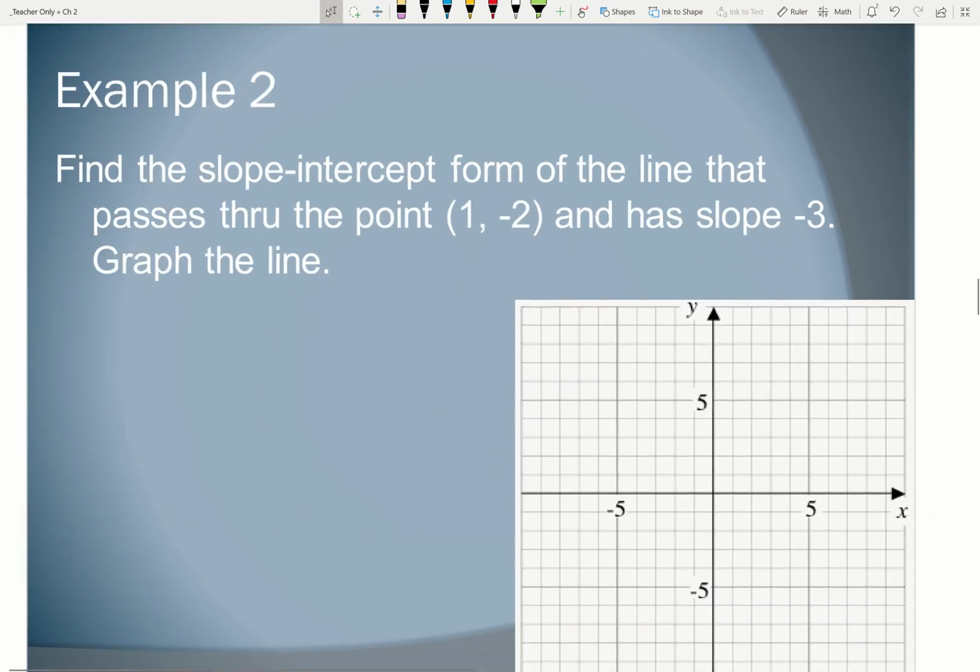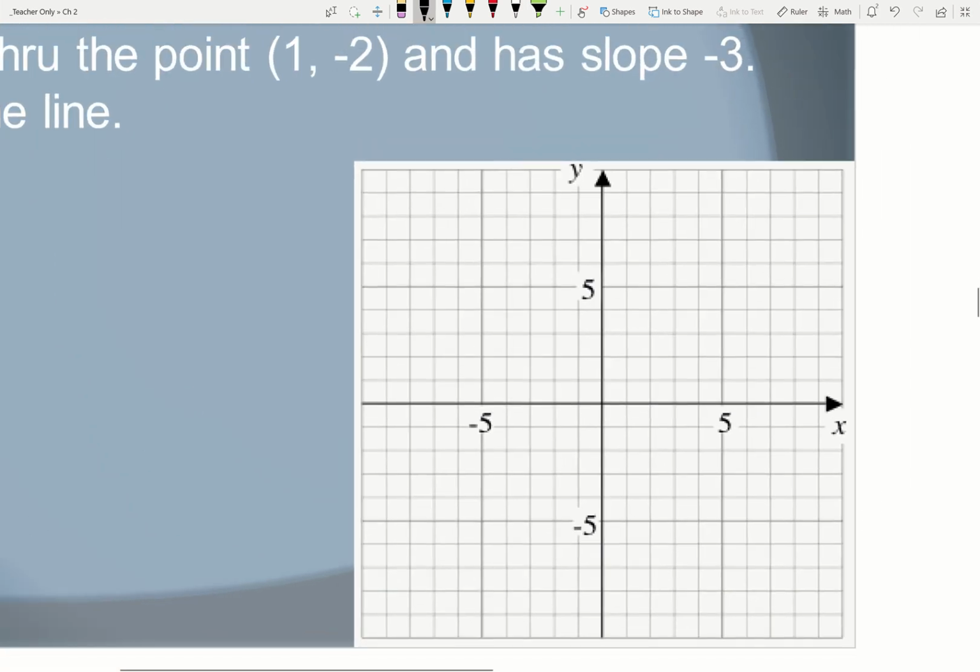So, example 2, find the slope-intercept form. Keep in mind what form that is. That is our y equals mx plus b form. So we want to write an equation of a line in that form that passes through the point (1, -2) and has a slope of -3, and then it says graph the line. I'm actually going to go ahead and start with the graph here because I want to demonstrate these two different methods, right? If you have access to a graph, then this problem is super, super simple for the following reasons. I'm just going to go ahead and plot the point that we were given. So that's just (1, -2). That would live right here.